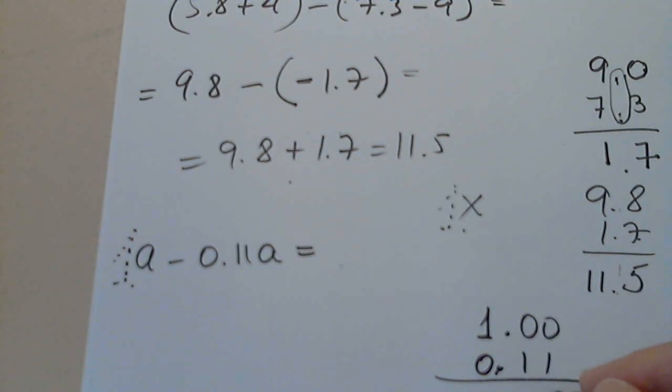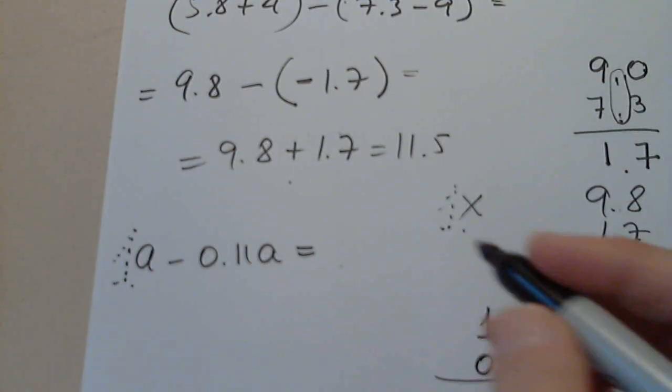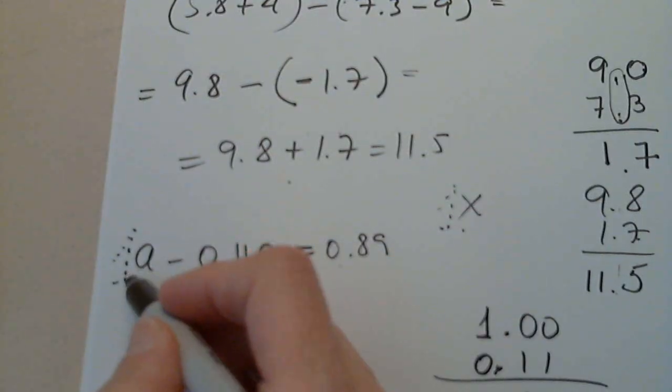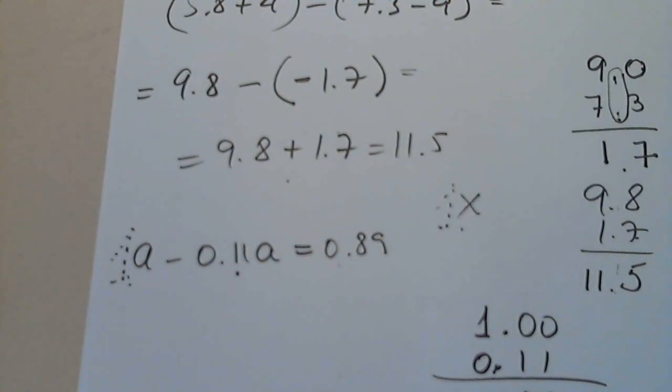Remember the decimal points have to line up. 1 from 0 is a 9. But remember, I borrowed and I have a 9 here now. So 1 from 9 is an 8. And then I have 0.89. I didn't ask, but 1 is bigger than negative 0.11, so of course the outcome is positive.